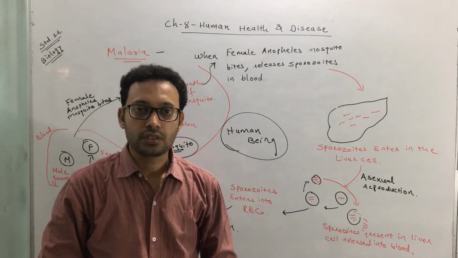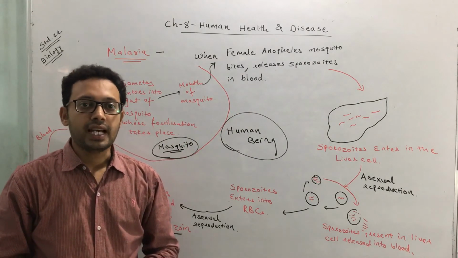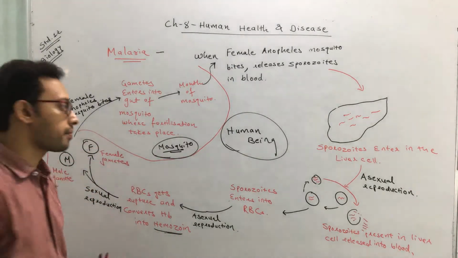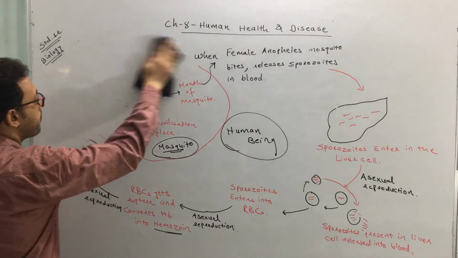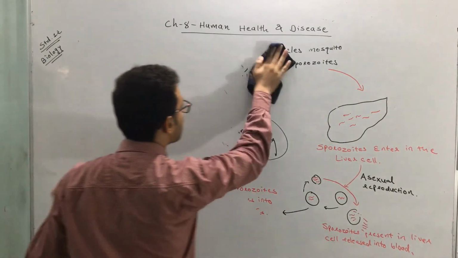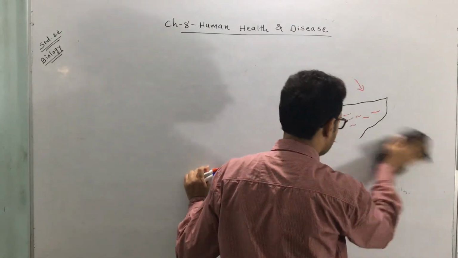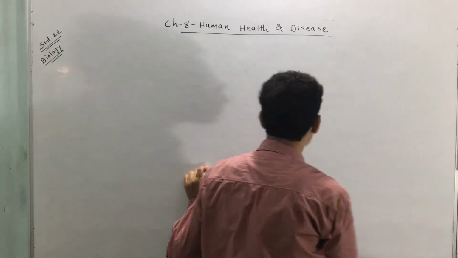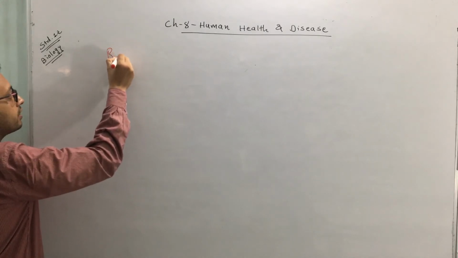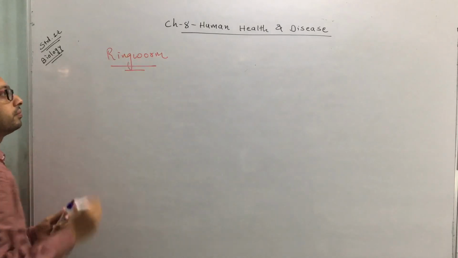Okay, so clear students? Yes. So we have finished this one disorder, malaria. The last infectious disorder that is left is ringworm. So let's start ringworm. So now we are starting with another infectious disorder, and the name of this infectious disorder is ringworm.